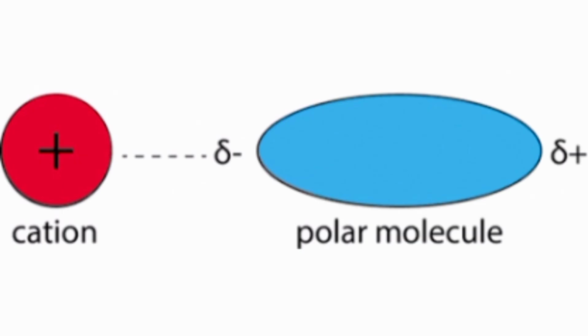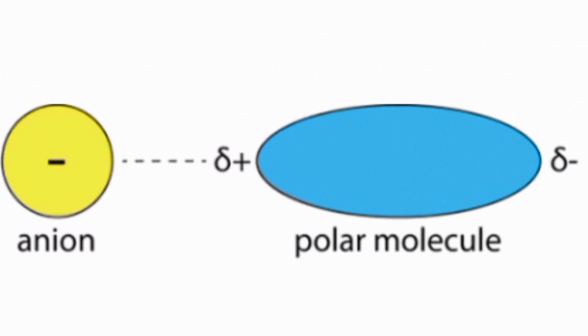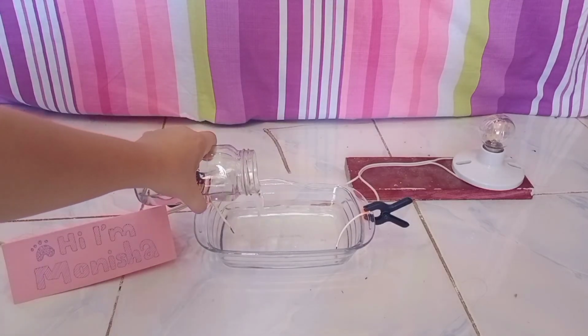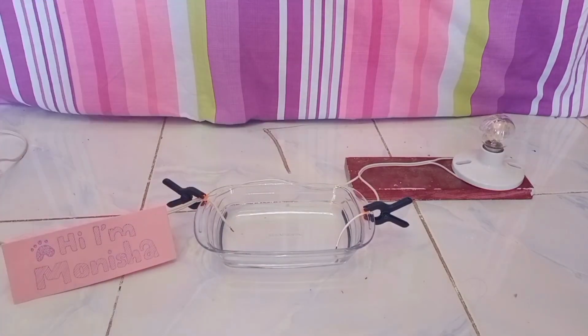So when you combine an ionic compound with a polar substance, the cation, the positive charge of the ionic compound, would be attracted to the opposite charge of the slightly negative pole of the polar substance. Same with the anion, negative attracted to the positive pole. And this is how it would look if the compound had both cation and anion. Here's an example of ion-dipole interaction.